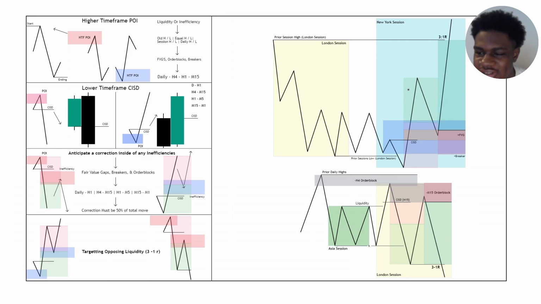If price breaks to the upside after tapping into a bullish point of interest, that's a bullish bias. If price breaks to the downside after tapping into a bearish point of interest, that's a bearish bias. So now all you have to focus on is wait for your entry and identify your target for at least a 3-to-1, and it's a 3-to-1 because it leaves the best room for you to lose.